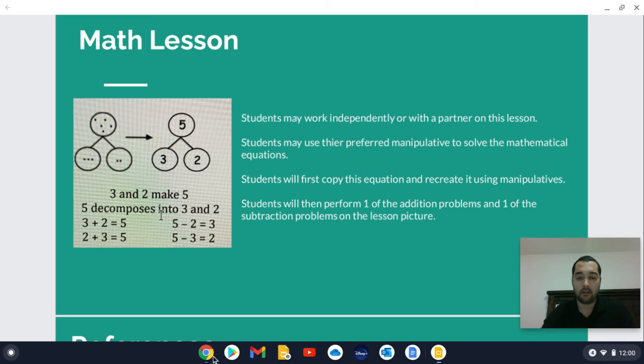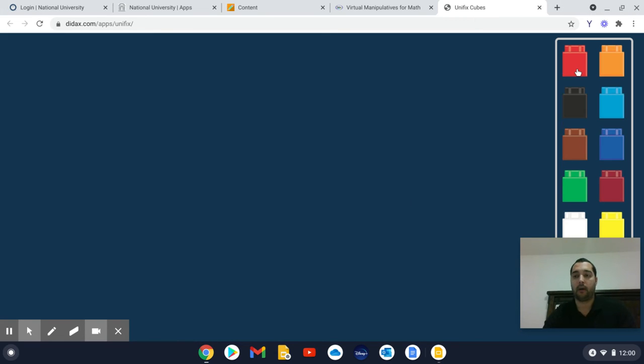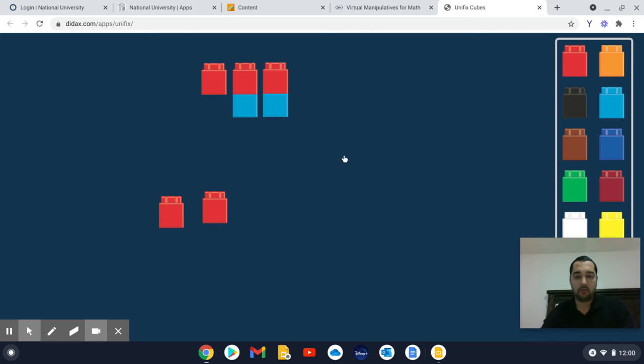Well, students, click on didax.com and then you're brought here. Now let's do this problem. Here we can see these cubes will represent those 5 dots that we had seen. So we have 1, 2, 3, 4, 5. But how do we get to 5? Well, let's do this. We have 1, 2, and 3. But what do we have to do? We have 3 of those. Oh, we should add 2 more.